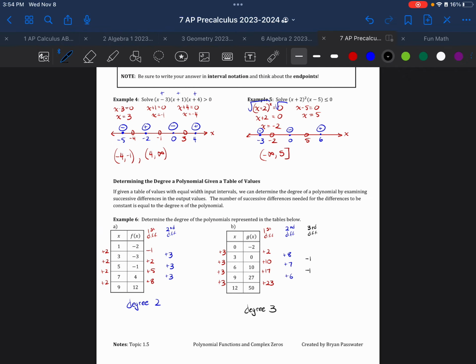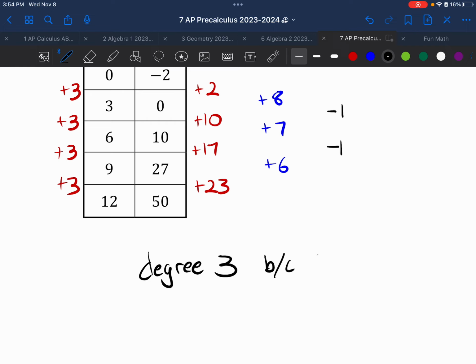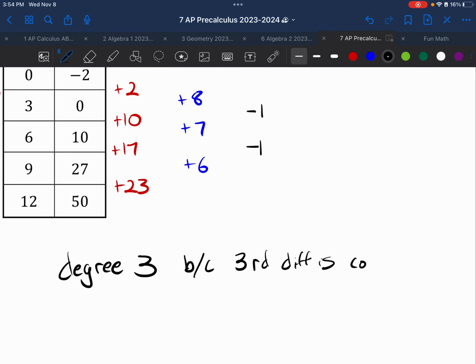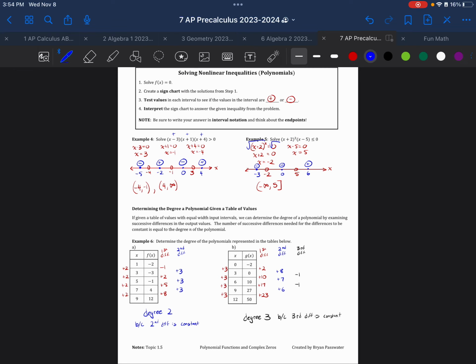All right, and I can be maybe more specific in my notes. I'll say because third difference is constant. And then over here, I'll say degree 2. Why? Because second difference is constant, AKA, it doesn't change. It's always the same number.